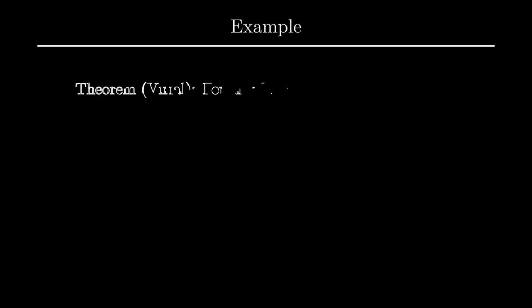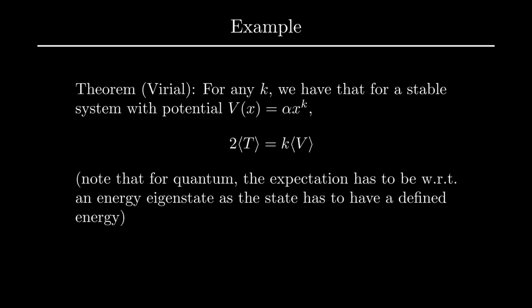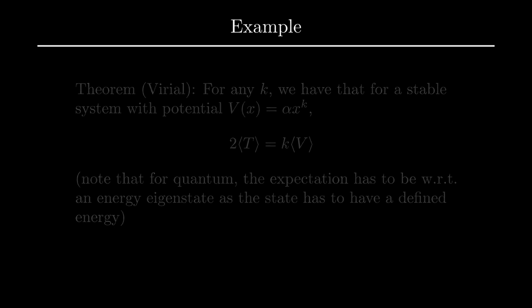This relation is actually a special case of a result known as the virial theorem, which more generally states that for potentials of the form V(x) equals alpha x to the k, the expectation value of both energies is related as follows. Note that this theorem actually holds for both classical and quantum mechanics.